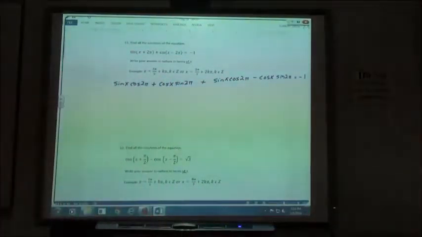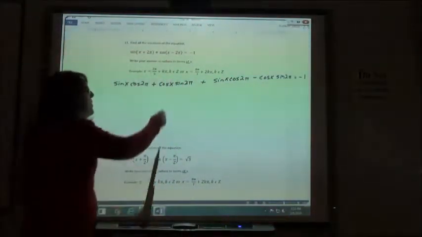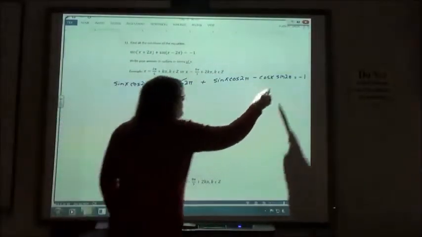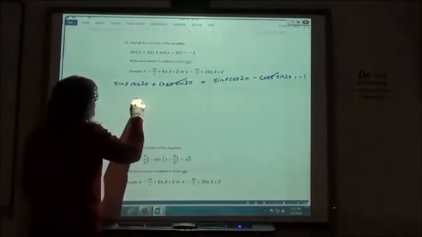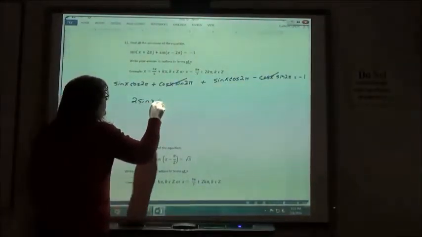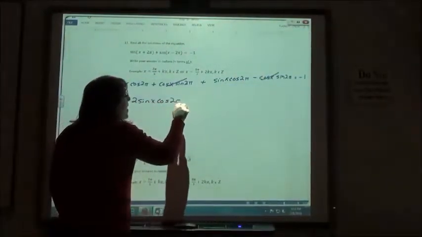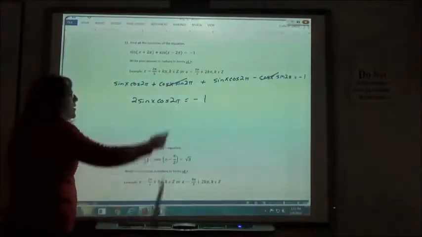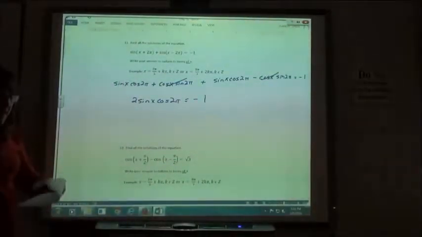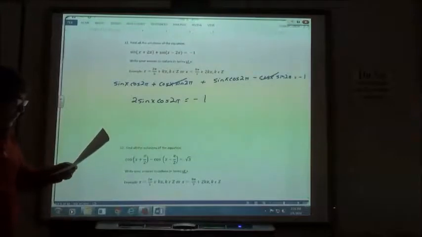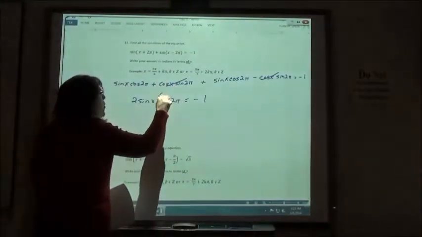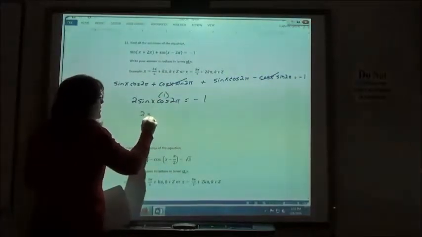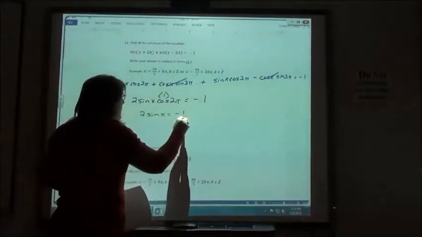Get all that in there. Looking at that, this time cosine of x sine of 2 pi is going to cancel out. These two are the same, so we're going to have 2 sine of x cosine of 2 pi equals negative 1. Cosine of 2 pi, we looked that up before, but if you look it up again, cosine of 2 pi is equal to 1. So we're going to put a 1 in here. So we get 2 sine of x equals negative 1.